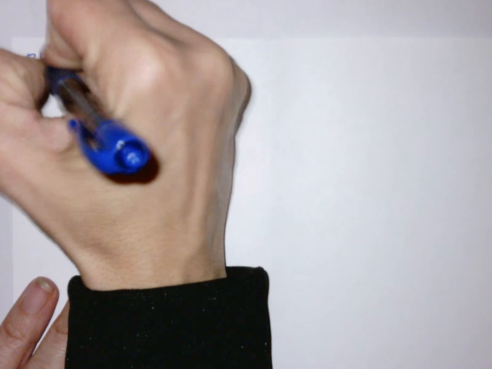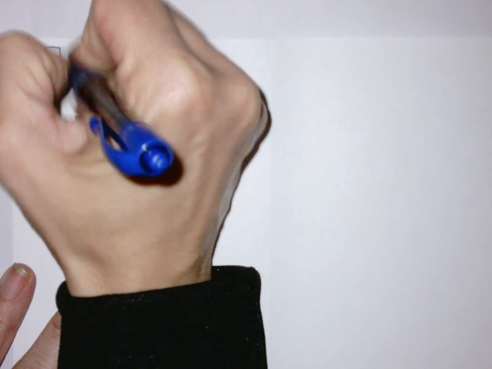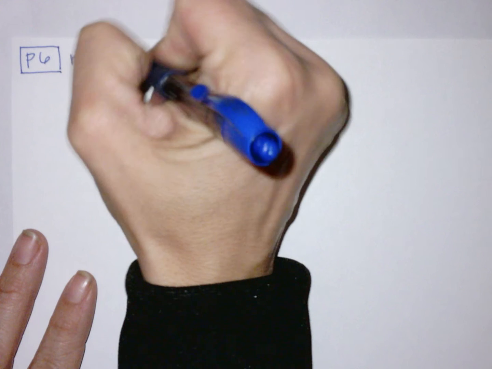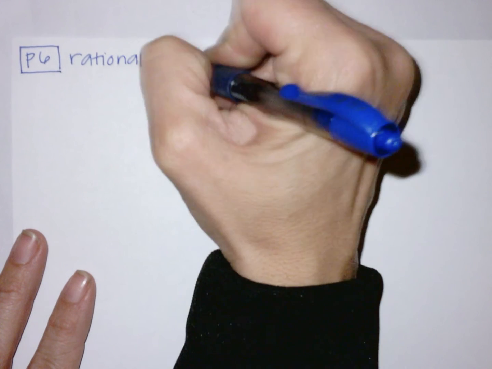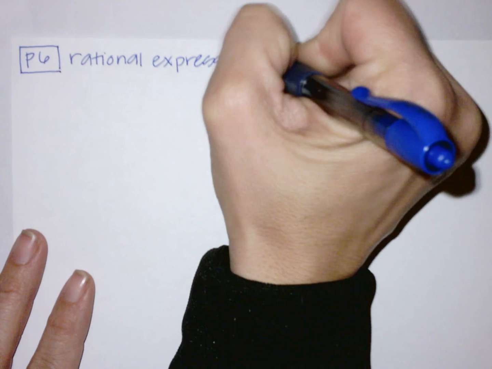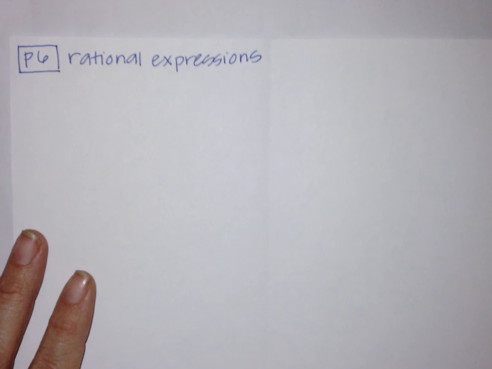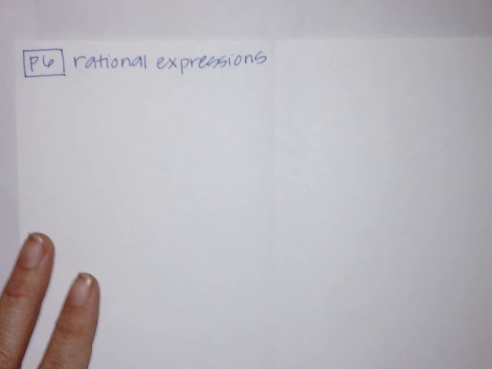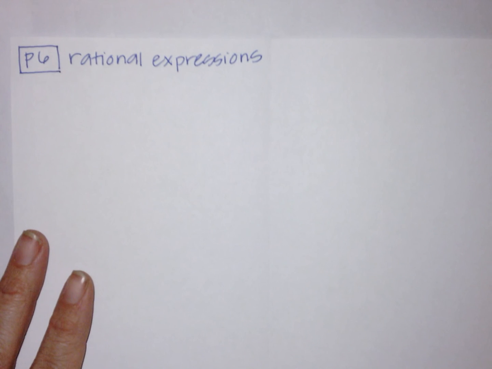So again, like I told you guys, this was P6. These are our first handwritten notes. This is rational expressions. And like I said before, a pretty pivotal lesson. You have to be able to do this to be successful in this class. So if you ever need more practice, come see me or just look in your book.